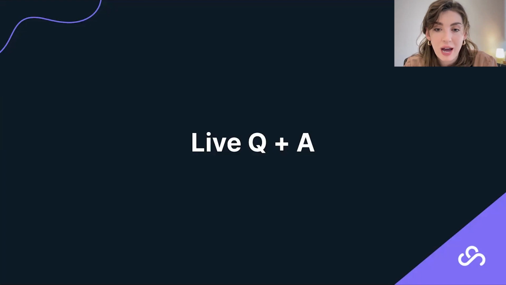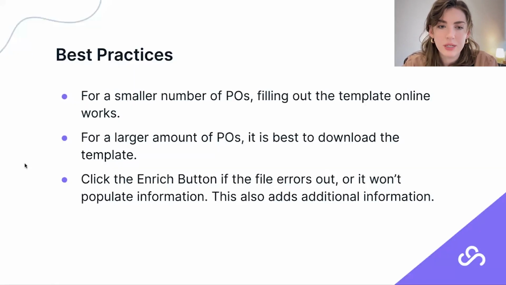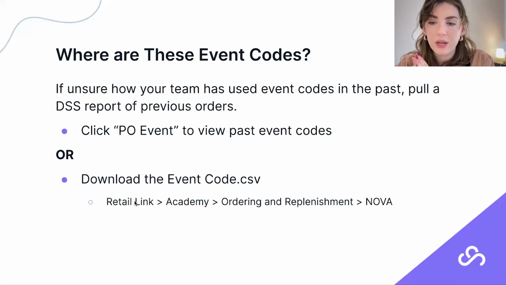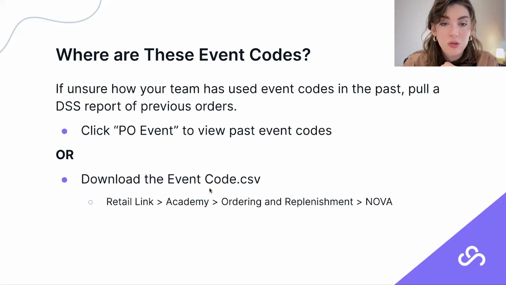I know Nova has some help sessions. I think they're on Wednesday. You can find that in the same link as I was referring to before. Yes, I think you can find their help sessions by going to Retail Link, Academy, Ordering and Replenishment, and Nova. But from what I've seen working with suppliers, I have not personally seen anyone who can keep their default to header results. So I know that's frustrating.